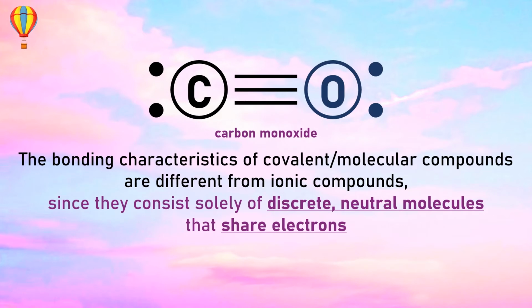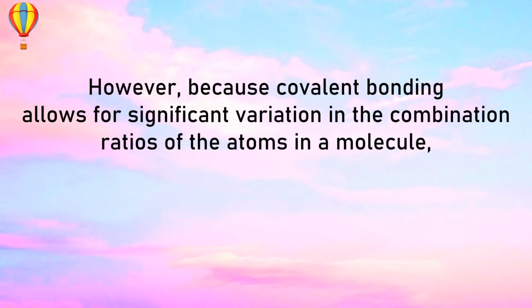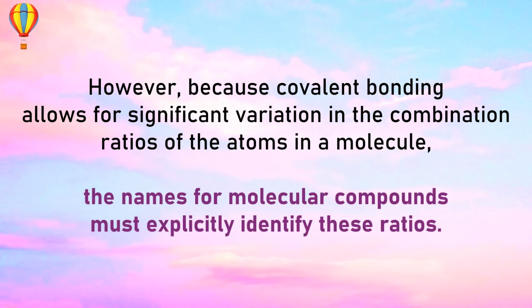The bonding characteristics of covalent or molecular compounds are different from ionic compounds, since again, they consist solely of discrete neutral molecules that share electrons. And thus, they are named using a different system as well. The charges of cations and anions dictate their ratios in ionic compounds, right? So specifying the names of the ions provides sufficient information to determine chemical formulas. However, because covalent bonding allows for significant variation in the combination ratios of the atoms in a molecule, the names for molecular compounds must explicitly identify these ratios.